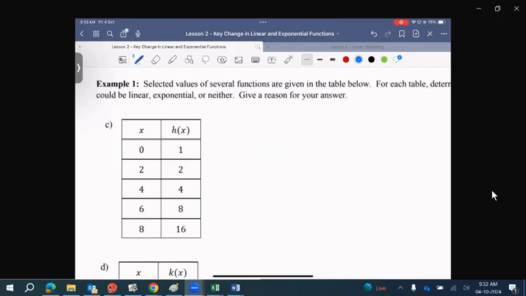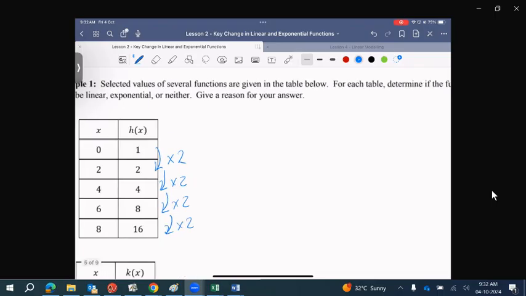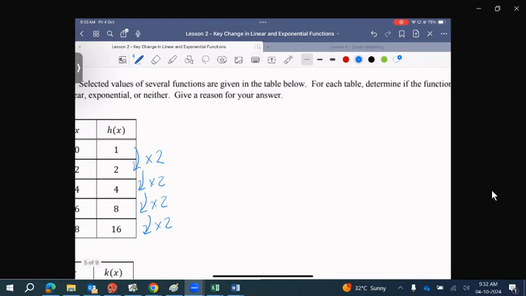What are we going up by here? 1, 2, 4. So we can see it's not going up in a linear pattern pretty quickly. So let's look to see if it's exponential. What do we multiply 1 by to get to 2? What do we multiply 2 by to get to 4? And what about 4 to 8? What about 8 to 16? Okay, so what type is it?